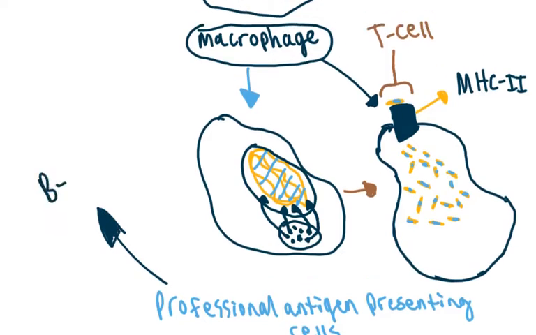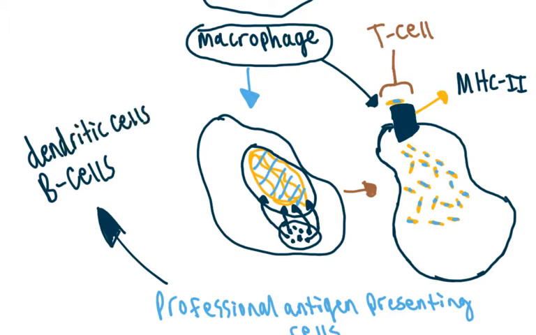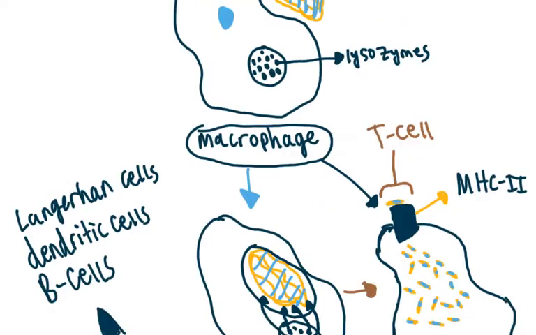The B cells themselves can also take in a pathogen, break it apart, and present it. We have dendritic cells that can do that also, and we also have white blood cells called Langerhans cells that can do that too. Langerhans cells are special types of dendritic cells that are mostly present within the epidermis layer of our skin.